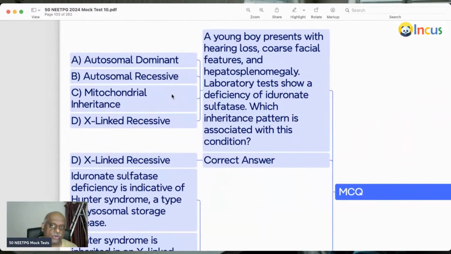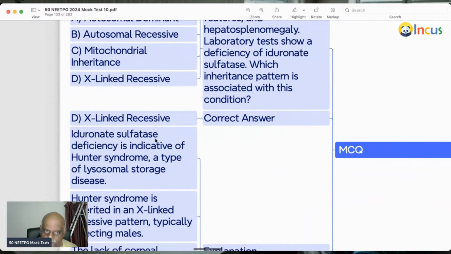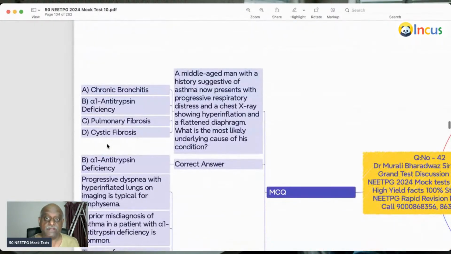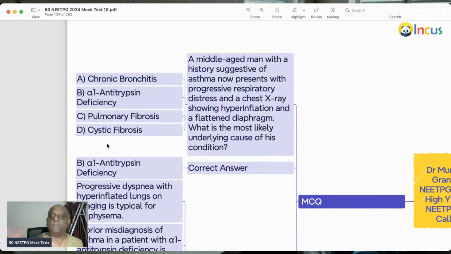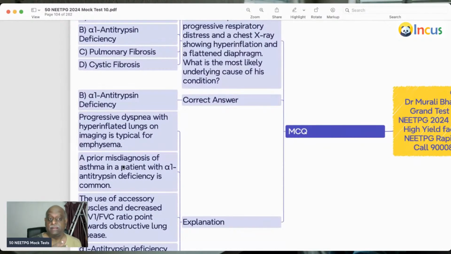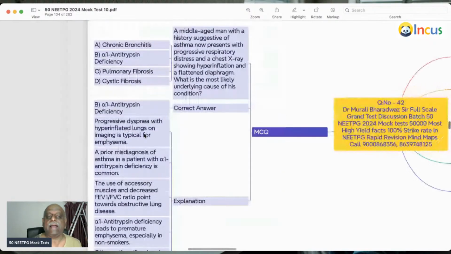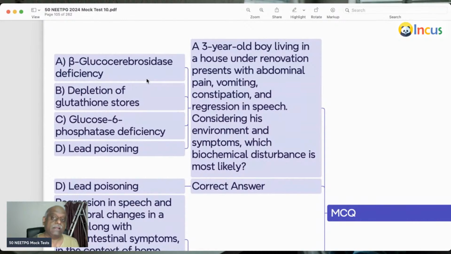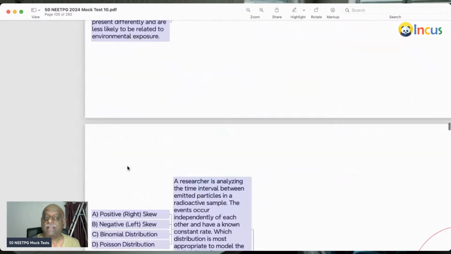Young boy with hearing loss, coarse facial features, hepatosplenomegaly: classical of Hunter's disease, iduronate sulfatase deficiency, which is X-linked recessive. Middle-aged man with a history of asthma, hyperinflation, flattened diaphragm, progressive dyspnea with hyperinflated lungs, emphysema. So alpha-1 antitrypsin deficiency. A 3-year-old boy, abdominal pain, vomiting, constipation, regression in speech: think about lead poisoning.